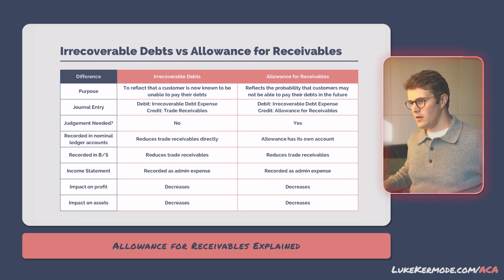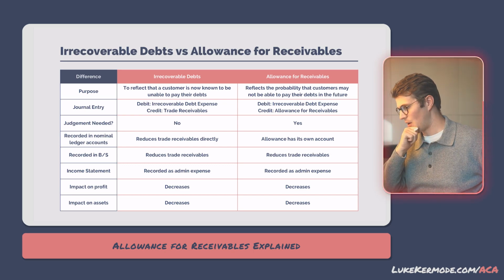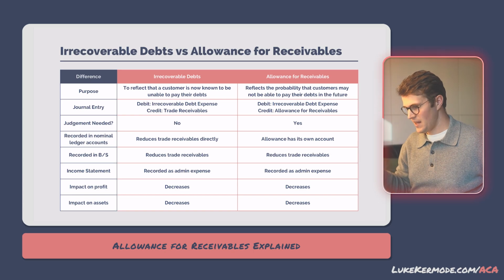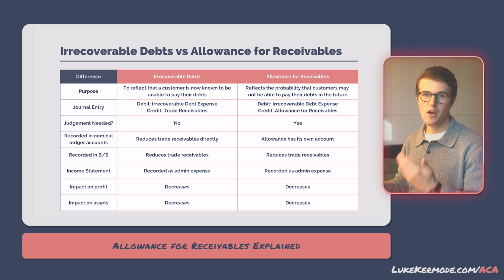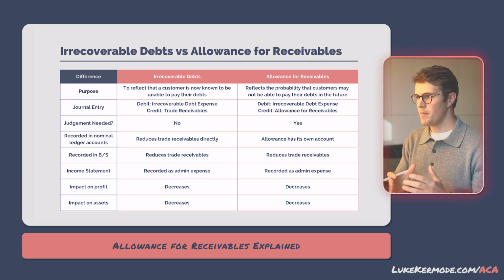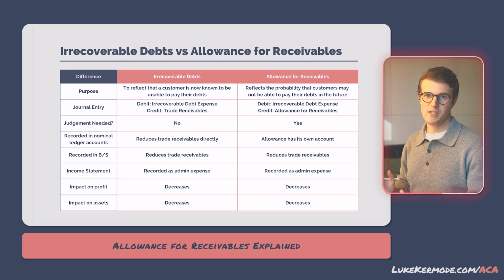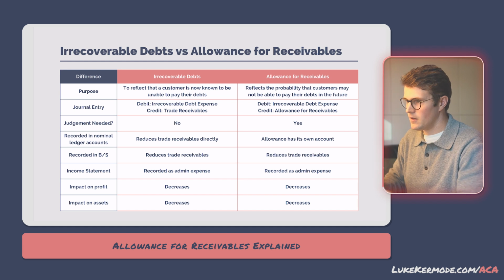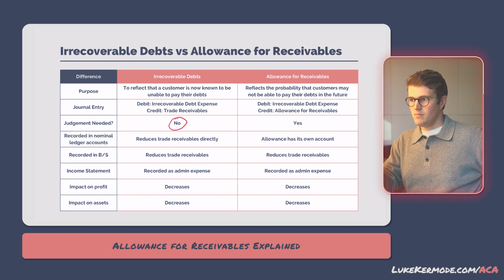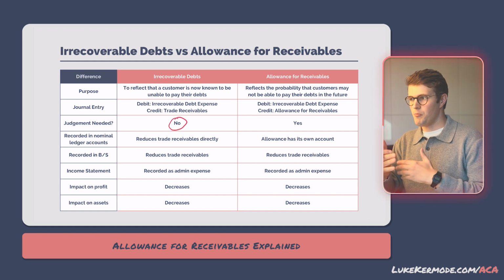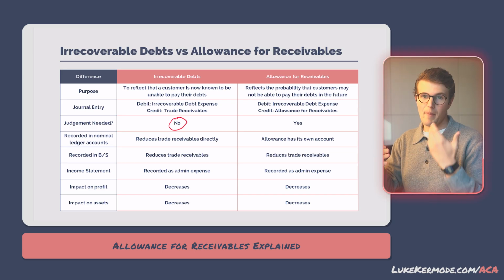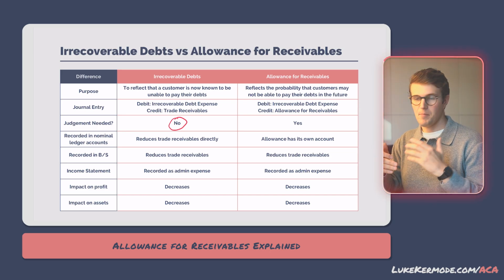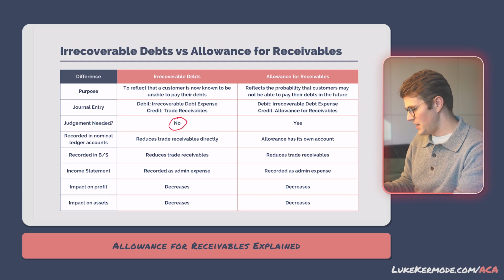So let's take a moment to make sure we're completely clear on how irrecoverable debts differ to the allowance for receivables. So irrecoverable debts are certain. We know that a specific customer won't pay, so we write off that receivable amount immediately. There's no judgment involved. But in contrast, an allowance for receivables is based on a prediction. It's based on our experience and on the balance of probability that we estimate that a percentage of customers won't be able to pay off their debts in advance of them actually happening.